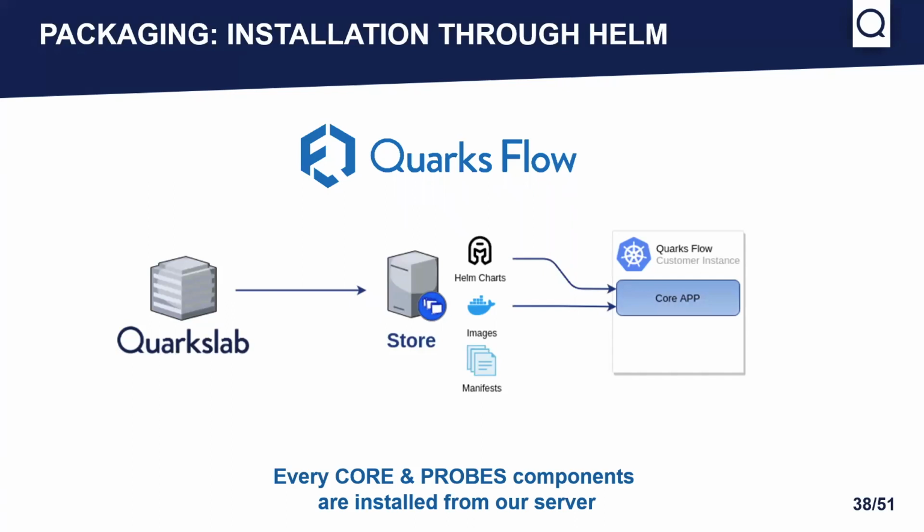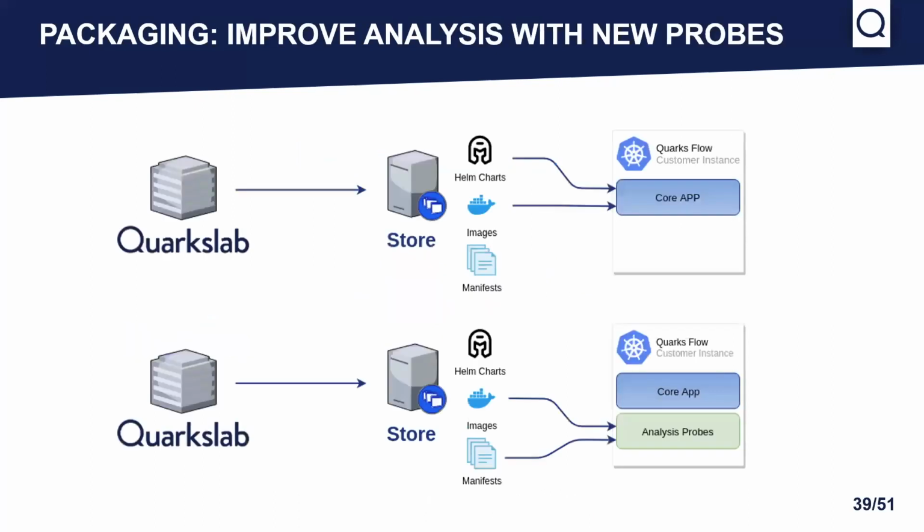It's quite easy. And once the installation of Quarks Flow is done, you have a running app without any probes. After that, it will be an application feature that will fetch the new probes and install them. So it will be in two separate parts, and you no longer have the issue we had with IRMA that bundled the source code of IRMA and its probes. In Quarks Flow, it's completely decoupled.